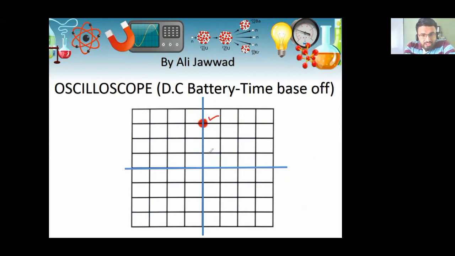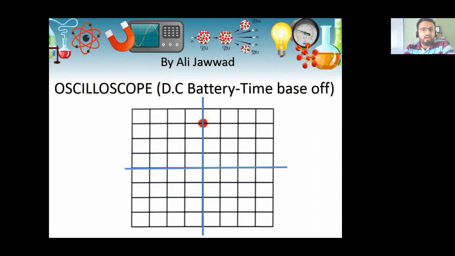So if each division is representing 2 volts, let's say, then 2 plus 2 plus 2, altogether it is giving a voltage of 6 volts. So this is how we will be able to identify that this is a DC battery which has a voltage of 6 volts, which is connected to the vertical plates of the oscilloscope.